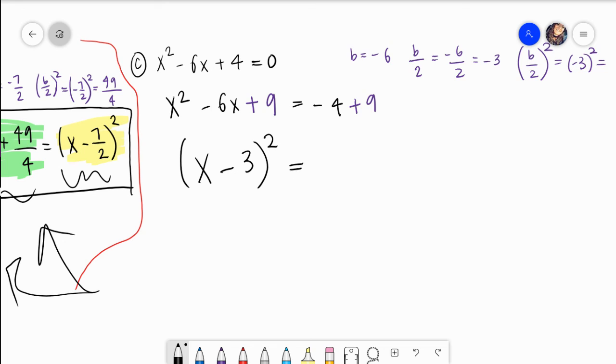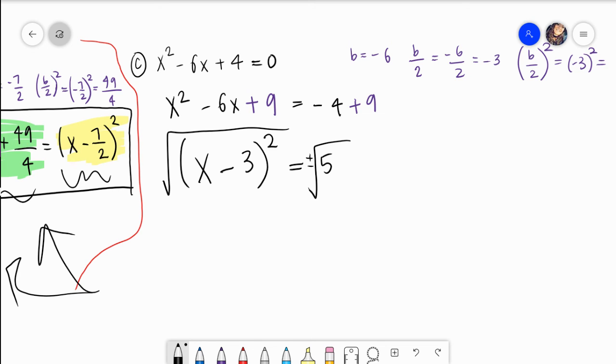Now on my right-hand side, what I have is a negative 4 and a positive 9. Signs are different, so you subtract and you keep the sign of the larger. Now what I would do here is the square root property because I'm solving for x. So if I take the square root of the left-hand side, I have to take the square root of the right-hand side, being sure to add my plus or minus.